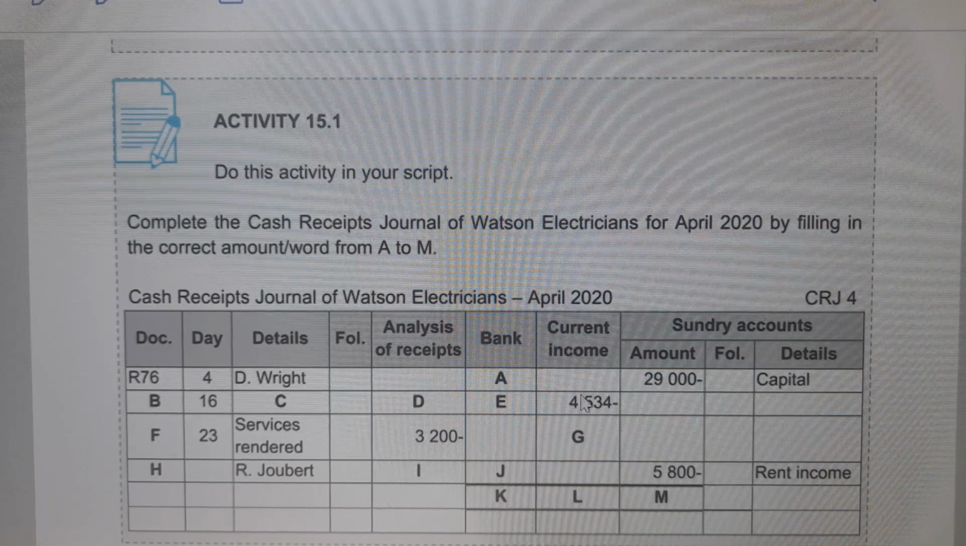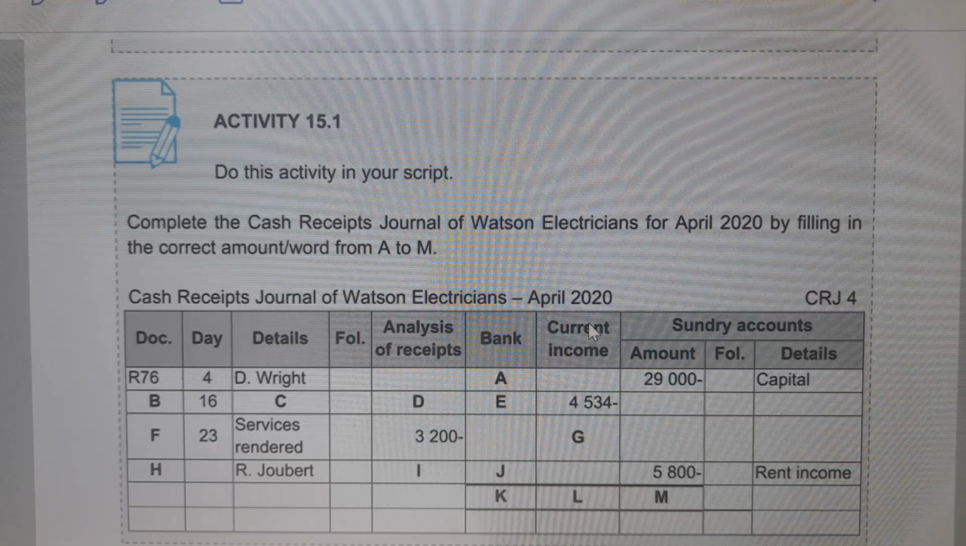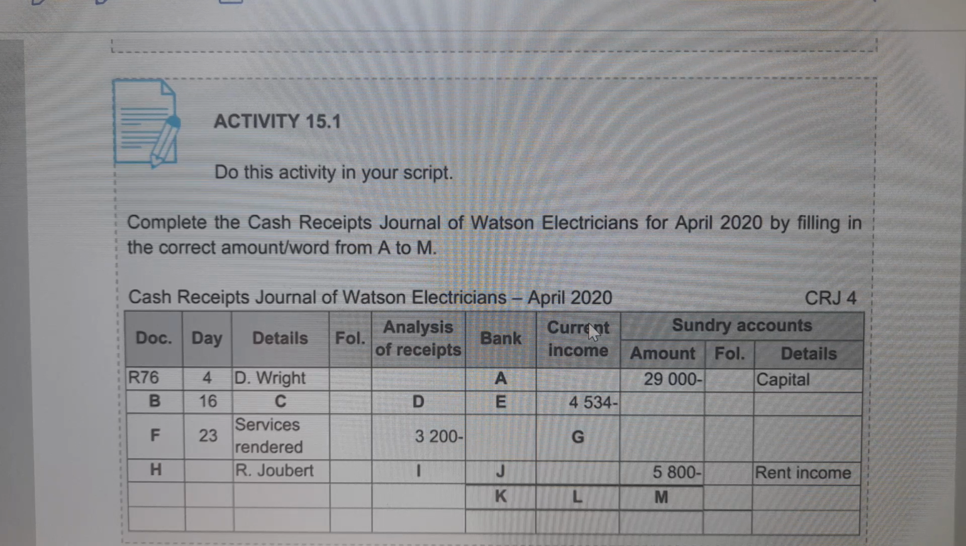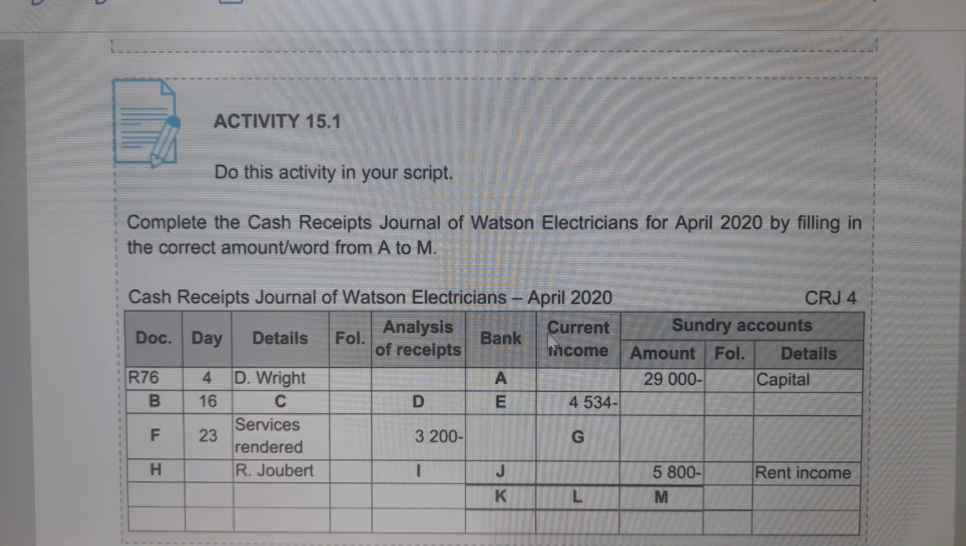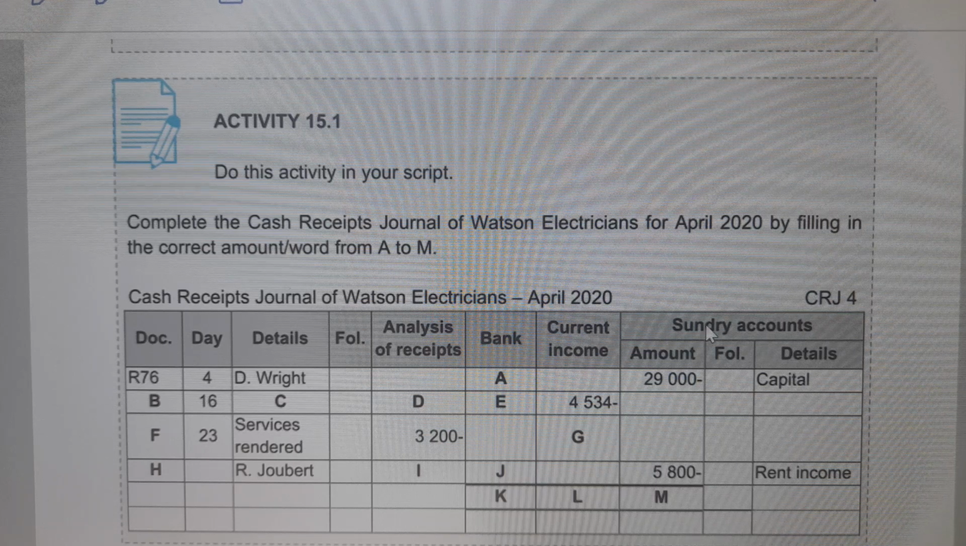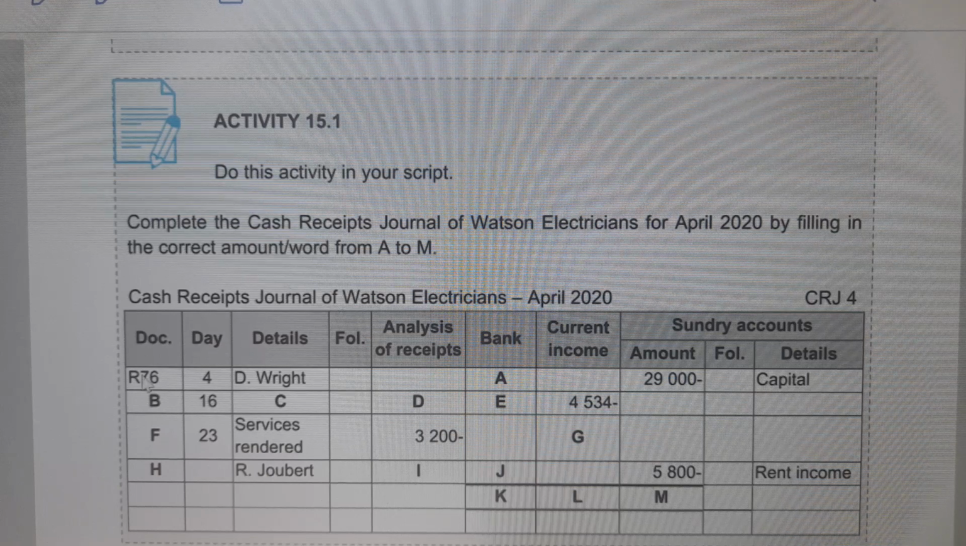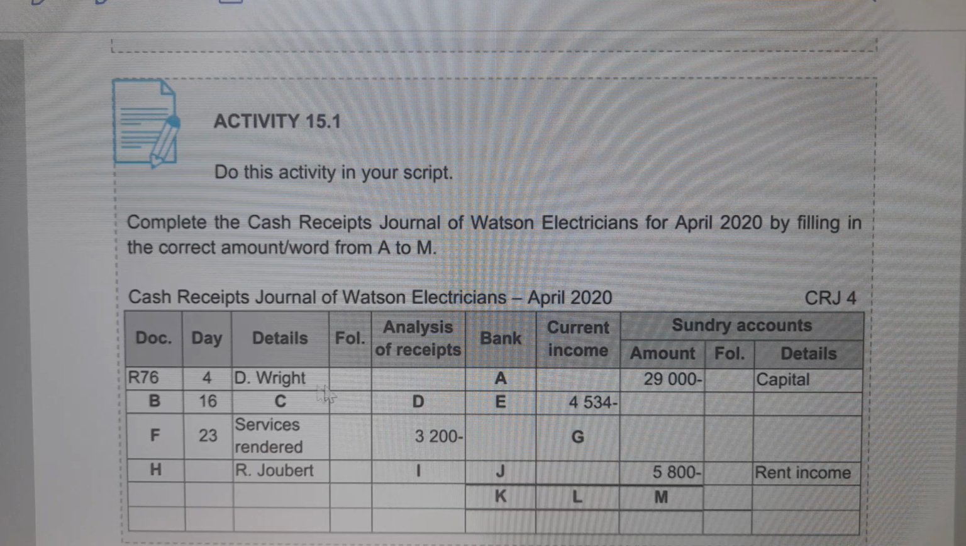So in this column I can only enter the current income, and I know that the current income only comes from services rendered. If I have any other transaction that is not current income, I will put it in the sundry account. I will put its amount and say what it is for. Now let's look at row number 1.